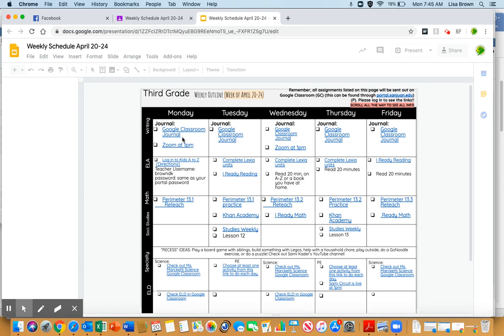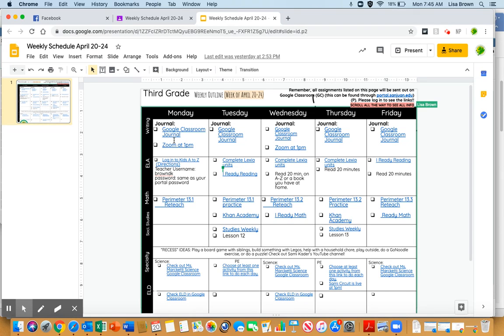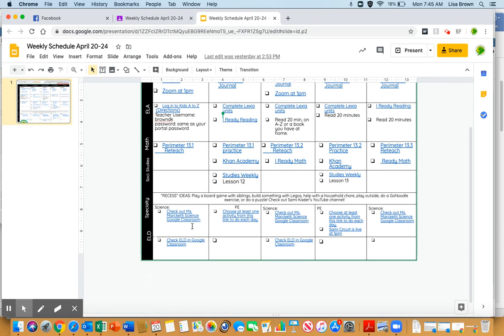Here's our weekly schedule. So today is Monday, so your child is going to want to look at this Monday column. It shows the first thing that we have is our Google Classroom journal. We do have a Zoom meeting today at 1 o'clock. I want them to do some reading on Kids A to Z. We have our math lesson. We are starting perimeter today. Then there are some ideas to go to Miss Marchetti's science page.